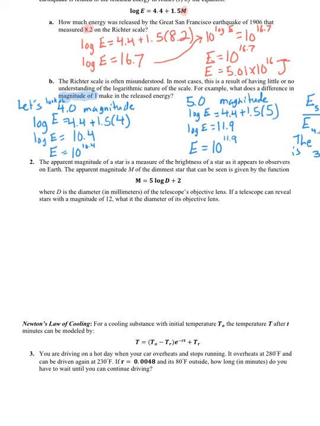The apparent magnitude m of the dimmest star that can be seen is given by this equation, where d is the diameter in millimeters of the telescope's objective lens. It says if a telescope can reveal a star with a magnitude of 12, what's the diameter? So we want to figure out what is d in this case. So we're going to work backwards to solve for d on this particular problem.